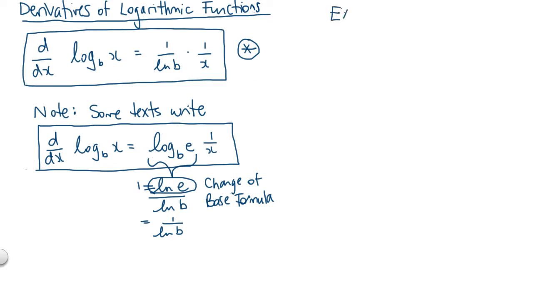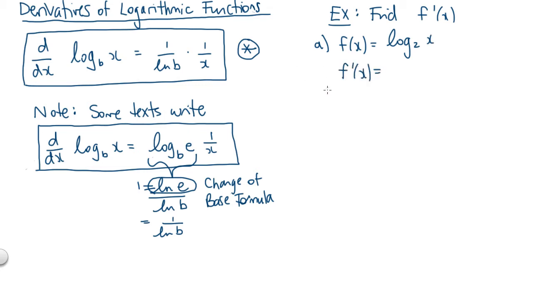So to get us started, let's try a few quick calculations. We're going to find f prime of x for a few different functions. So part A, our function looks like log base 2 of x. Well, our derivative, f prime of x, is going to look like 1 over ln of our base, so 1 over ln 2 times 1 over x. And we could write that a little bit more efficiently as 1 over x ln 2. So there's our answer there.